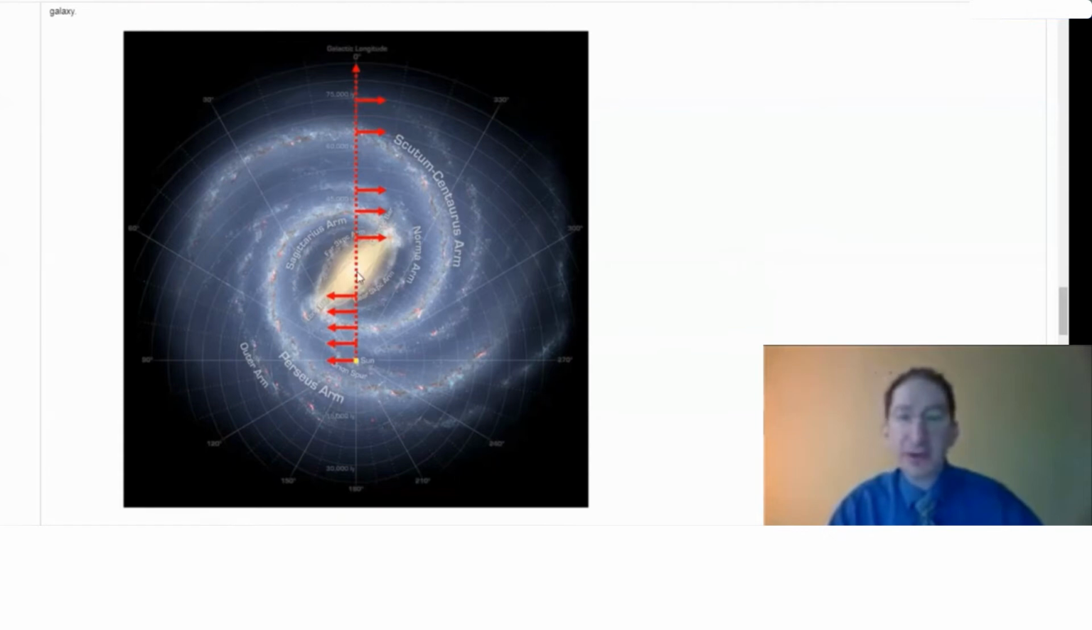So here we have the center of the galaxy. Here we have the sun's location, our solar system, and one of the arms in the outskirts. And here we have the line of sight from us through the center of the galaxy and across it. I've added a red arrow at every location where the line of sight intersects an arm of the galaxy.